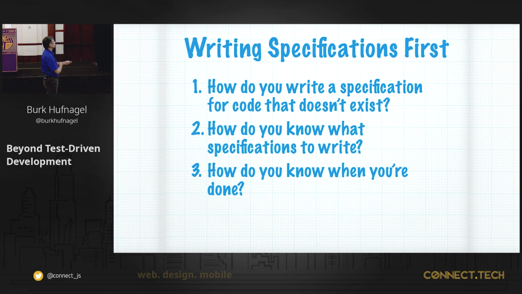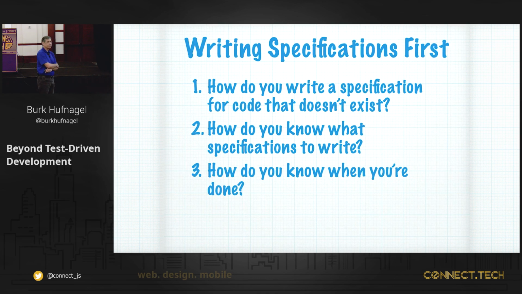Okay, so writing specifications first. How do you write a specification for code that doesn't exist? Well, that seems reasonable. Since specifications describe something that doesn't exist yet, that seems very doable, right? We're just going to say, this is what I want to have happen. Given this setup, when this occurs, then this should happen, right? You guys are familiar with the given, when, then storyline stuff?